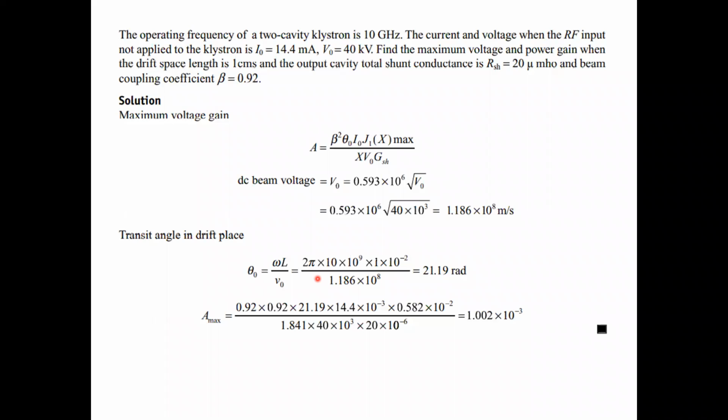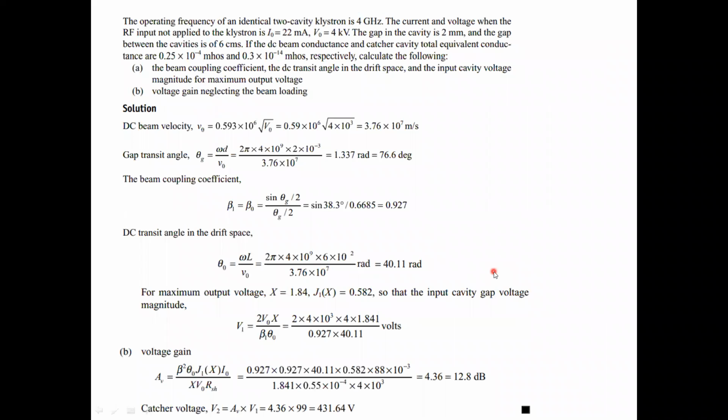J1 of x equal to 0.582 into 10 power minus 2 in the numerator. So in the denominator, we already have capital X 1.844, direct substitution. V naught, we automatically have in the question, V naught equal to 40 kilovolt. So direct substitution. Next is shunt conductance, direct 20 microvolts. So maximum voltage gain is equal to 1.012 into 10 power minus 3. We move on to the next slide.